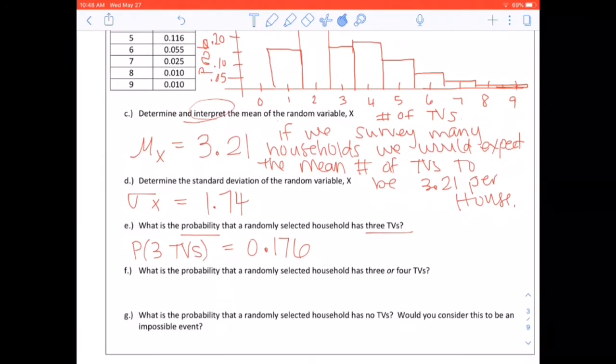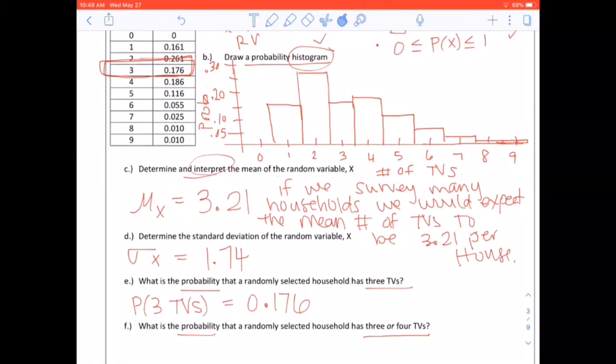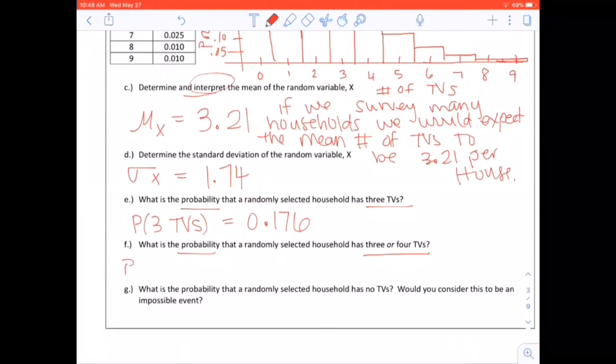The next question says, what is the probability that a randomly selected household has 3 or 4 TVs? So I have boxed up here 3 TVs or 4 TVs. Let's look at that. With those two numbers with the word or, we're going to add those two values together. So the probability of 3 TVs or 4 TVs is going to be equal to 0.176 plus 0.186, and we get 0.362.